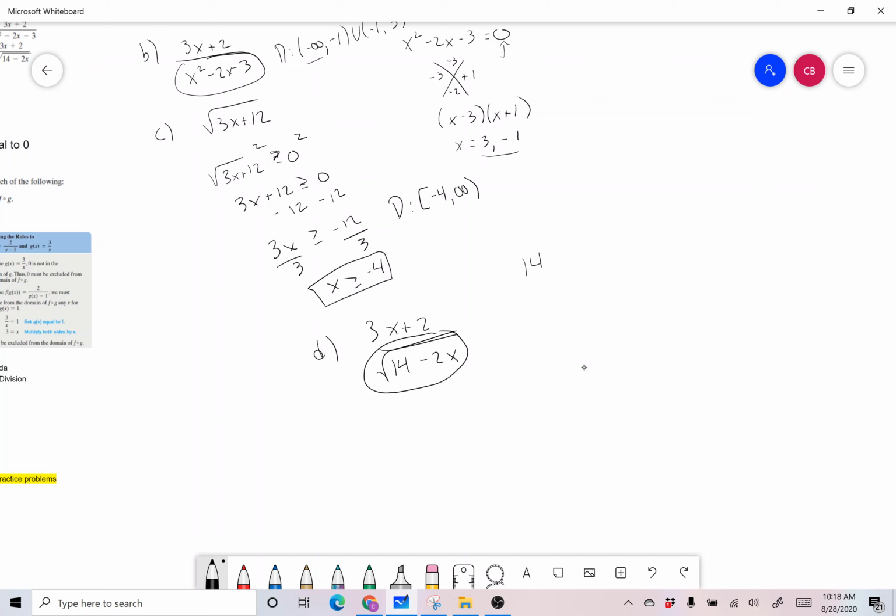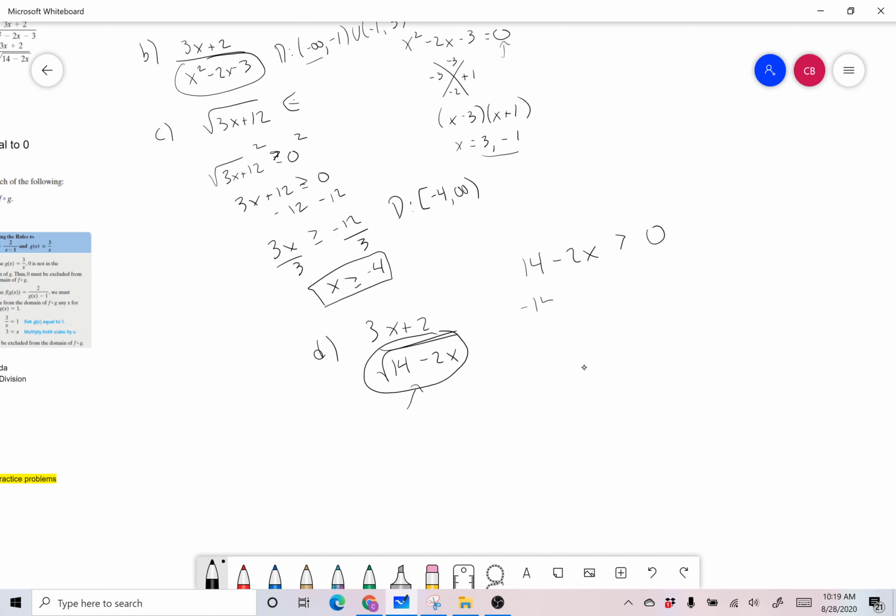We're going to take 14 minus 2x and set it greater than 0 in this case. Not greater than or equal to 0 in this case, because if it's equal to 0, the bottom is 0, and that's undefined. So that's the only reason I'm not using greater than or equal to. The last one was fine because it can actually equal 0 there. Here it cannot equal 0 because it's in the denominator.